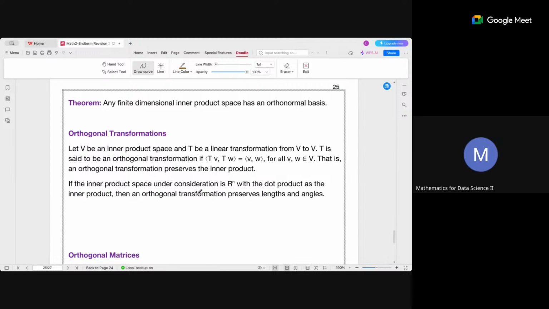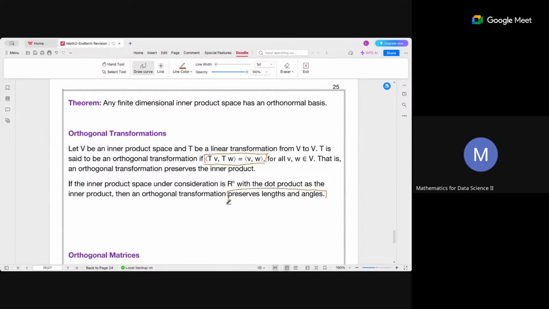Okay. What are orthogonal transformations? A linear transformation T from V to V is called an orthogonal transformation if the inner product of TV, TV is equal to the inner product of V, V. If this condition is satisfied, that is, the inner product is preserved, then we call such a transformation an orthogonal transformation. So an orthogonal transformation preserves length and angle.